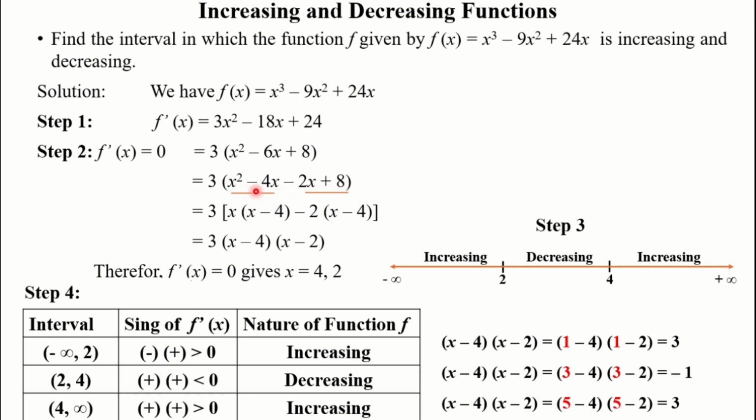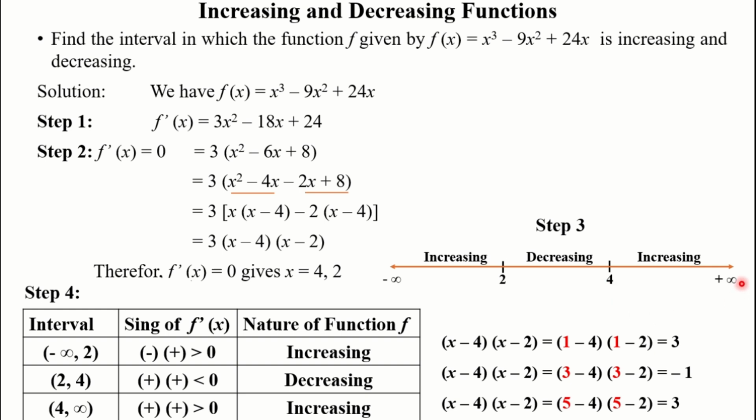Again here I have brought x outside, means common. x(x - 4) - 2(x - 4). Here two factors we will get, that is (x - 4)(x - 2), means the value of x will be 4 and 2. In the third step we write down the given values of x on the scale of -∞ to +∞, and we will get 3 intervals, that is (-∞, 2), (2, 4) and (4, +∞).